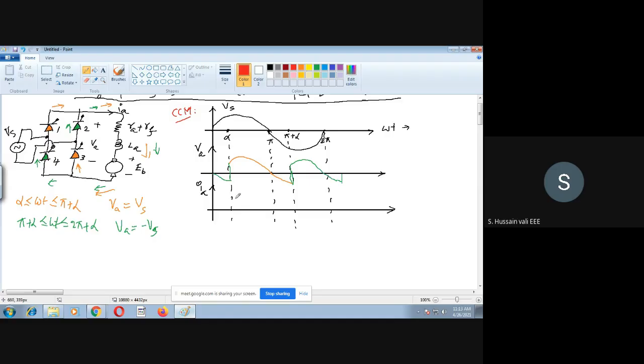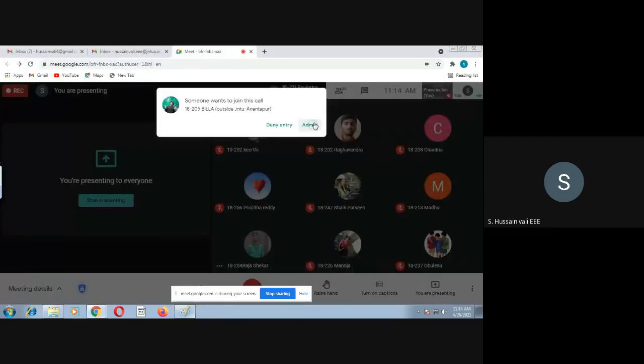Okay. So something like this you will find out. You will find out like this. Okay. So we'll go ahead with this. So with this, now we will derive the expression for the output voltage. We'll derive the expression for the output voltage.